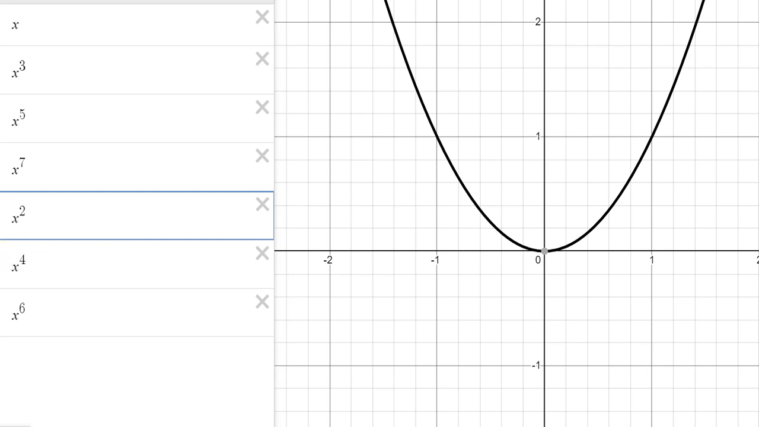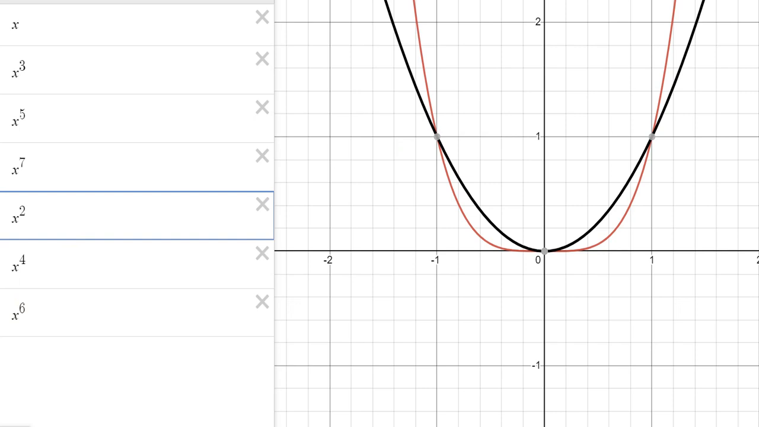Now look at x to the fourth. Well, x to the fourth does the same thing. It's going to descend very rapidly, and then it's going to flatten a little bit. It will touch 0, spend some time in the neighborhood of 0 here, and then it will bounce from it. It too will go through 1, 1. It too will go through negative 1, 1.